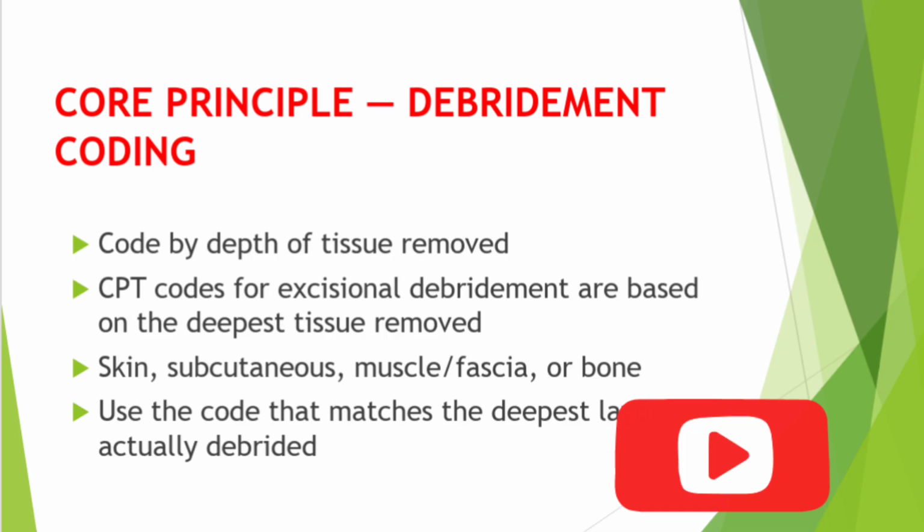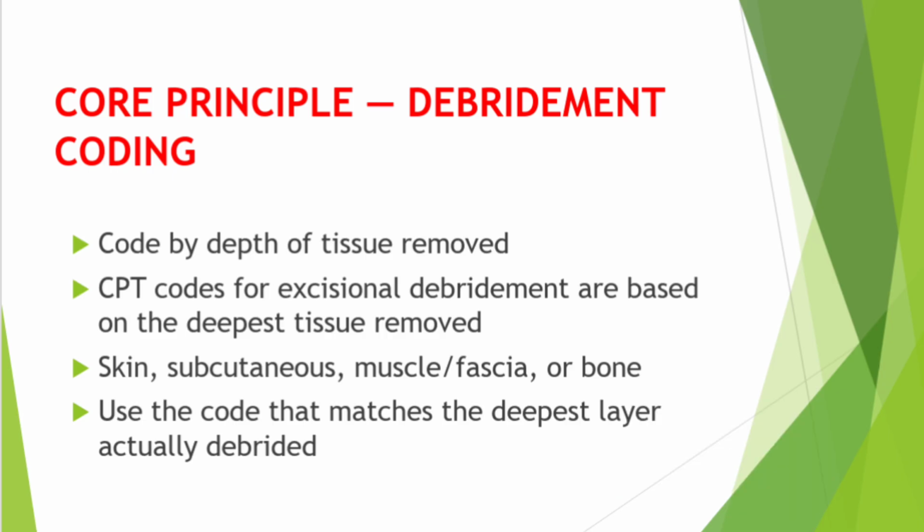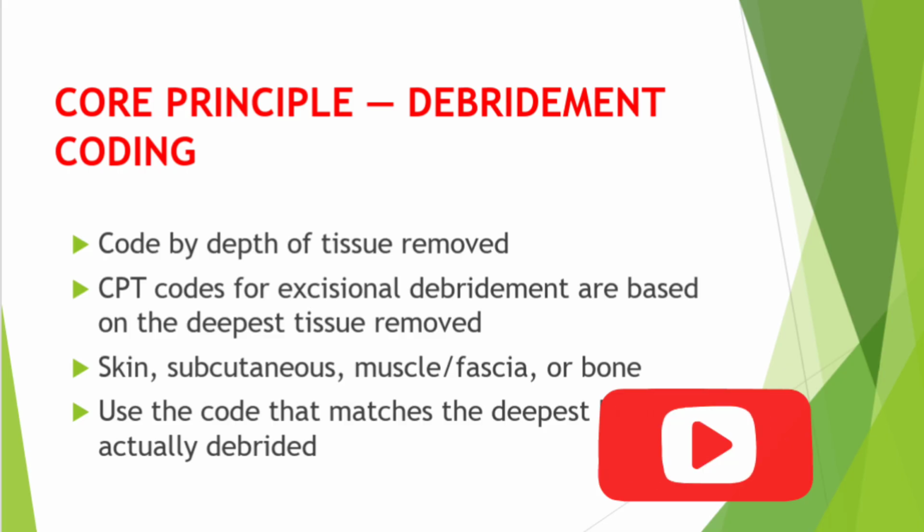So the core principle of debridement coding is we have to code debridement by depth of the tissue removed. So always we have to use the code that matches the deepest layer actually debrided. For example, if the provider performed bone debridement, then skin, subcutaneous or muscle layer of debridement is included. So we have to pick the code for bone debridement.